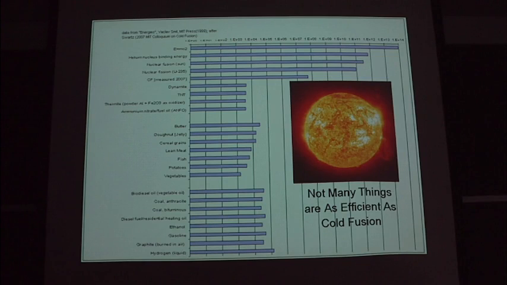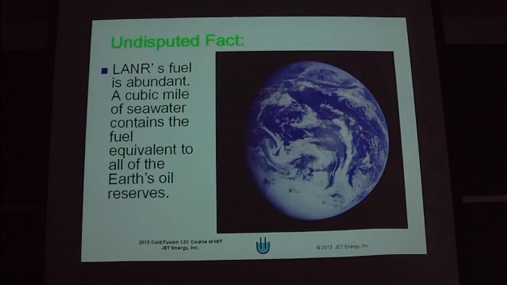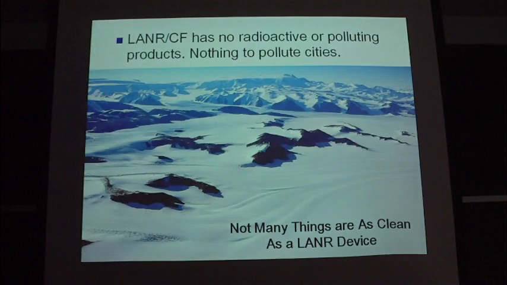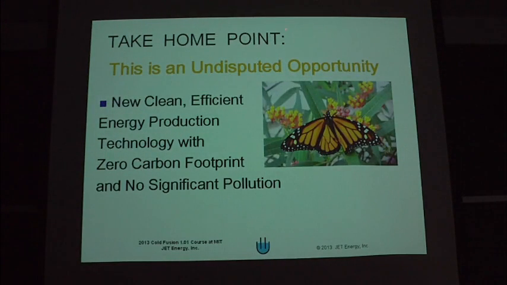So the reason that cold fusion is important is, one, it's incredibly efficient, as well as clean. Two, the fuel is everywhere. 1 in every 6,000 hydrogen atoms in water is deuterium. And if you take it out, we can then put that into our cold fusion reactor and make de novo helium-4 for powering. So here's a big source of fuel. Not many things are as clean as I showed you, because we do not make a significant amount of radiation, and nor do we make these other polluting materials. So the take-home point is we have a new, clean, efficient energy production system with zero carbon footprint.